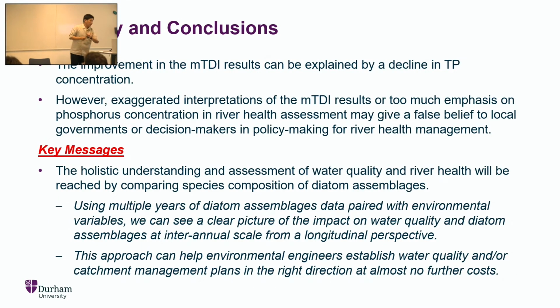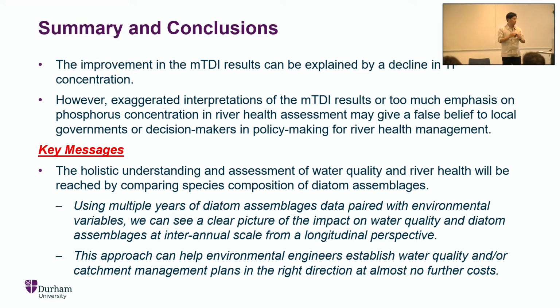And here's the summary. In the Nakdong catchment, the improvement of the MTDI result can be explained by the decline of TP concentration. However, overemphasis of the MTDI result may give a false belief about what is actually happening in the river. So what I want to suggest here is that a holistic understanding of river water quality and river health can be achieved using Diatom species on a long-term time scale.